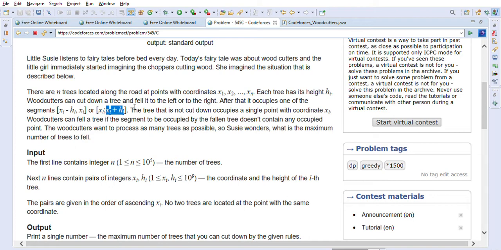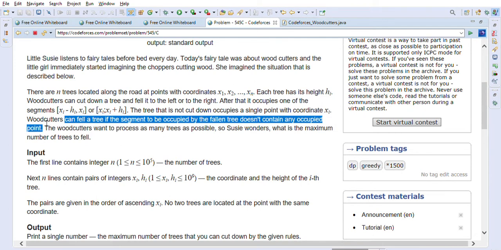Woodcutters can fell a tree if the segment to be occupied by the fallen tree doesn't contain any occupied point. This is very important. So they should cut down the tree and fell it in such a way that the segment does not contain any occupied point. If a tree is standing at that point or a tree has already fallen at that point, then we cannot fell a tree there. So that's what it is saying.